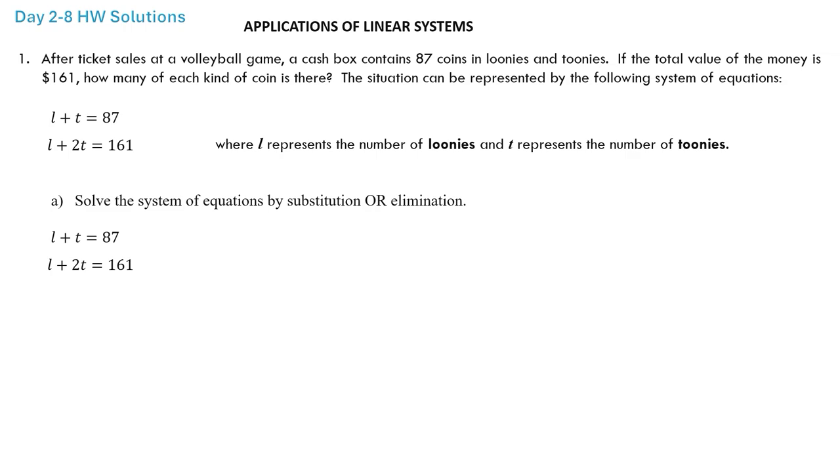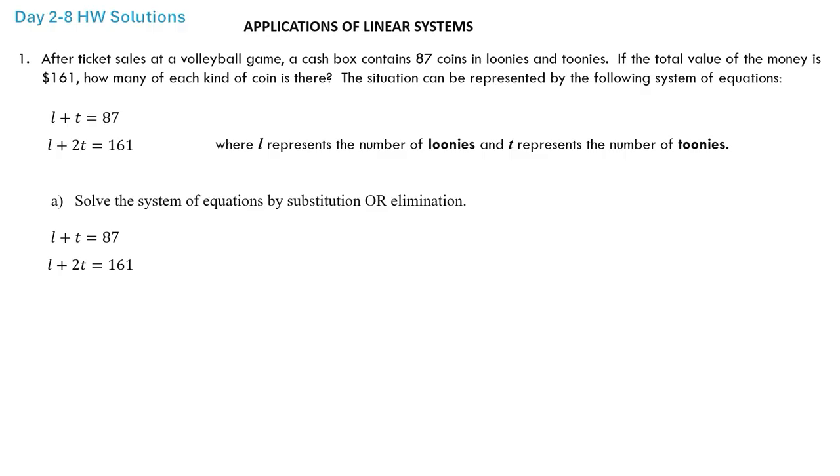The situation can be represented by the following system of equations. L plus T equals 87, and L plus 2T equals 161. So obviously in this case, we've decided to declare our variable L for the loonies and T for the toonies. We're told that there's a total of 87 coins. So all the loonies plus all the toonies equals 87. So we simply say L plus T equals 87.